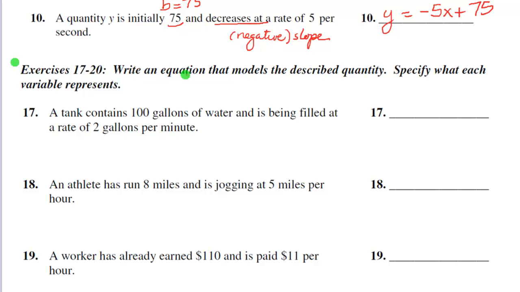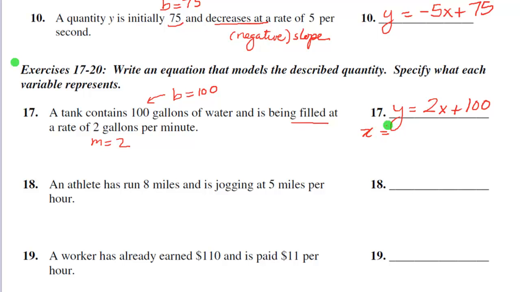Here it says, write an equation that models the described quantity. Specify what each variable represents. A tank contains 100 gallons of water and is being filled at a rate of 2 gallons per minute. So this is our b. This is the initial amount of water in the tank. And the rate is 2 gallons per minute. So that's our slope. So y equals 2x plus 100 is our equation.